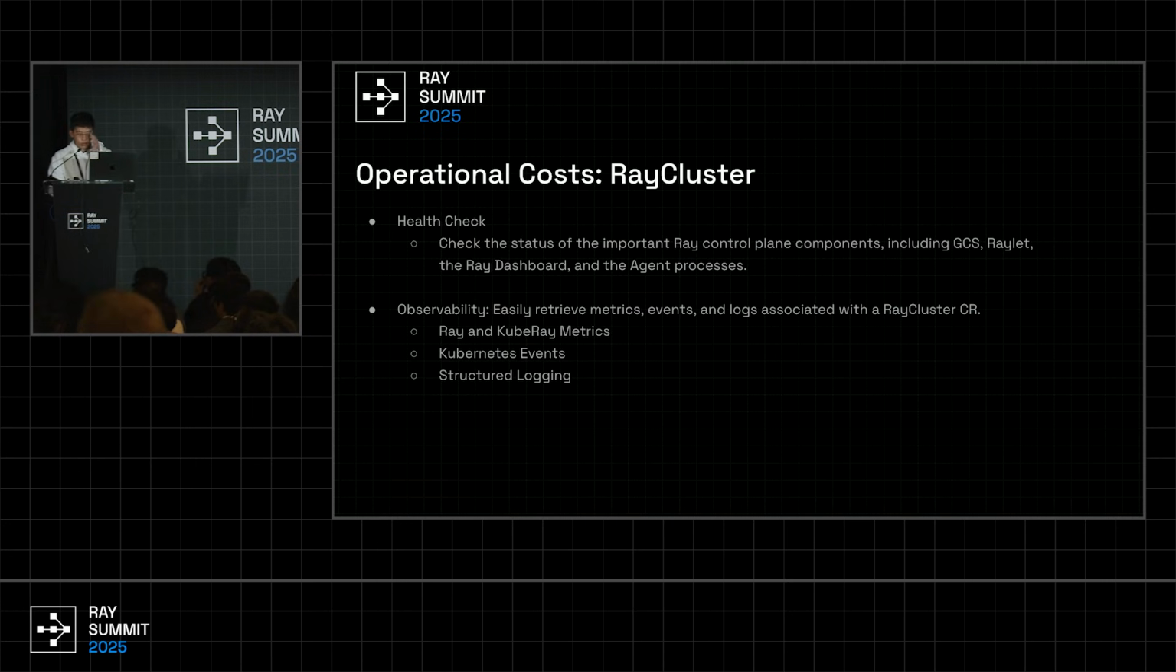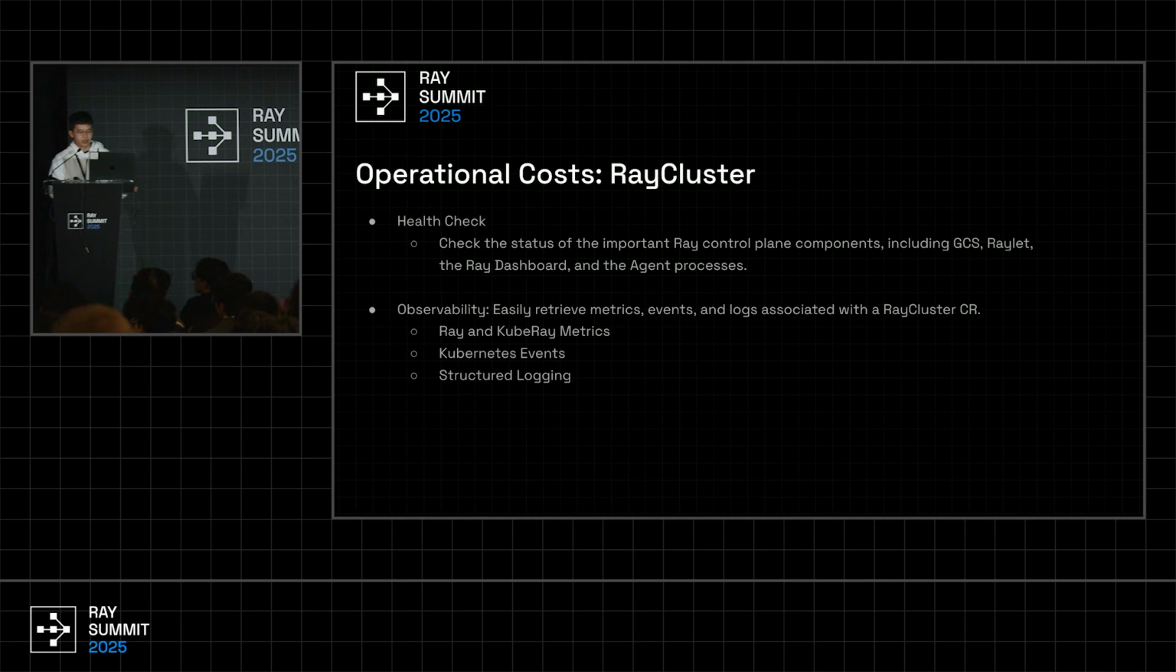Yeah, and for the operational cost, the first is that with the Ray cluster CRD, it will automatically check the Ray control plane components. On the head part, it will check the GCS, raylet, some agent process, and on the worker part, it will check raylet and agent process status. Yeah, and this allows us to avoid monitoring the Ray status manually.